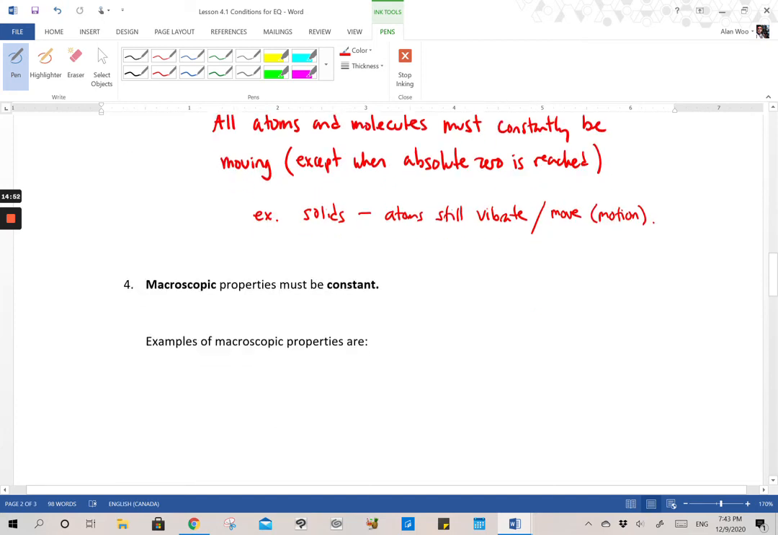So that means when we zoom out and we look at things at the macroscopic level, macroscopic properties are things that you can measure. Okay, they're properties that you can measure and see. These kinds of properties have to be constant, which means that it's unchanging.